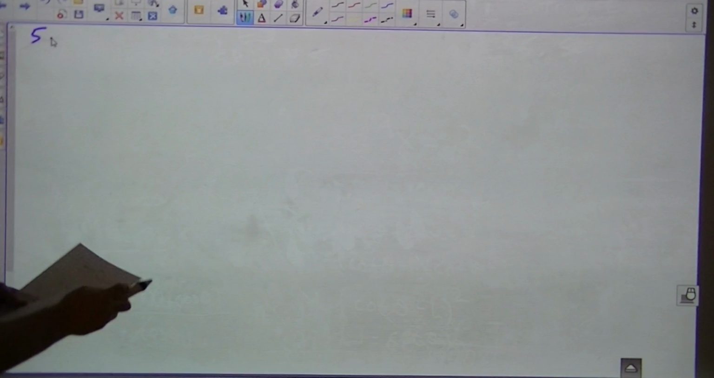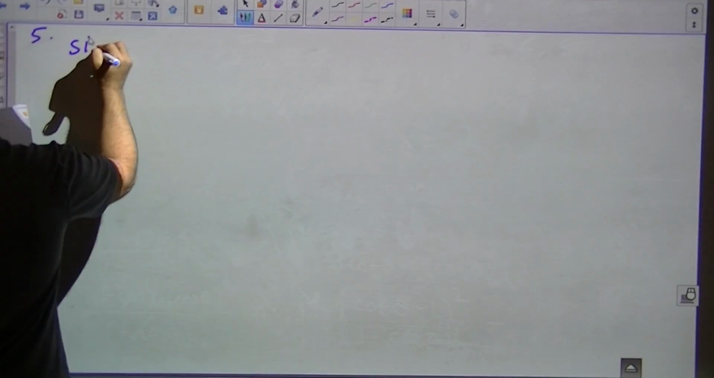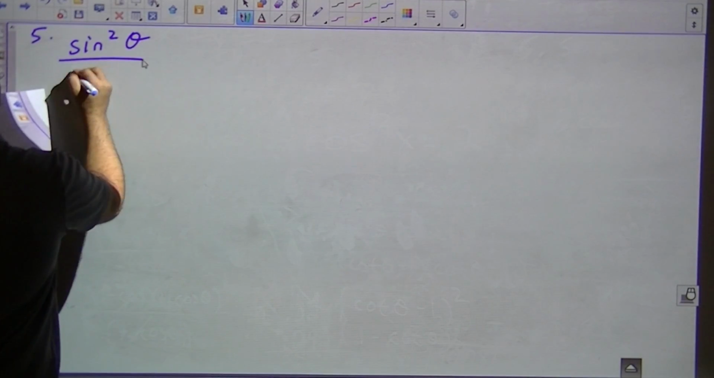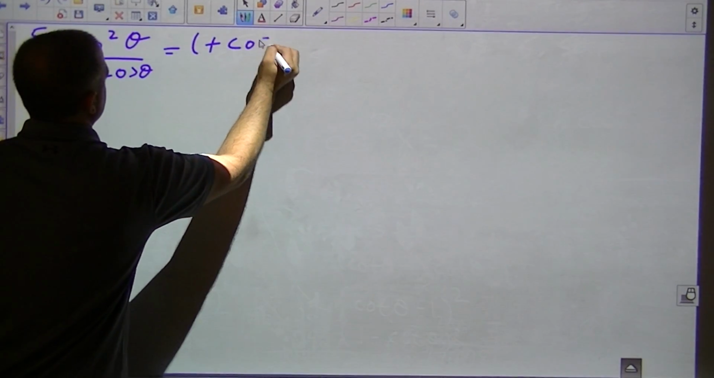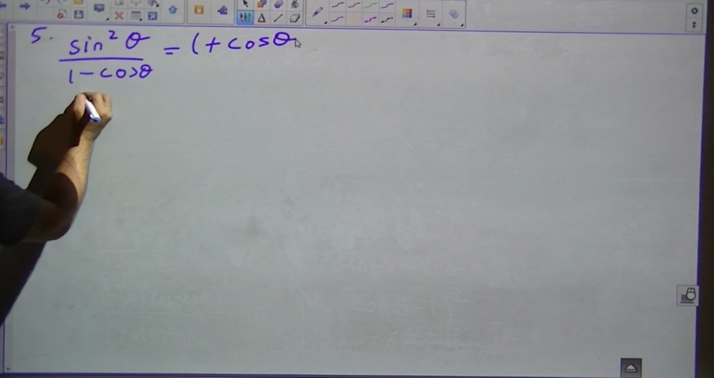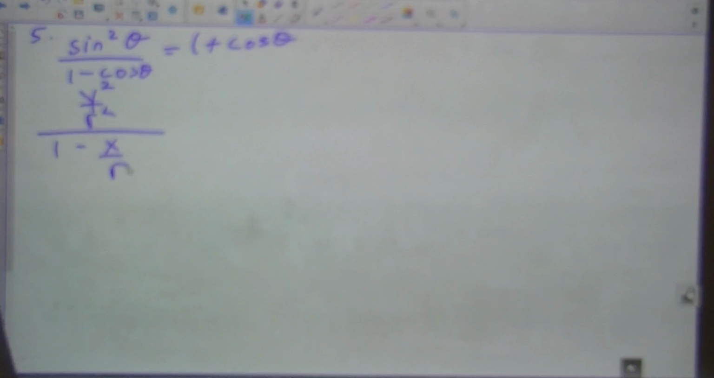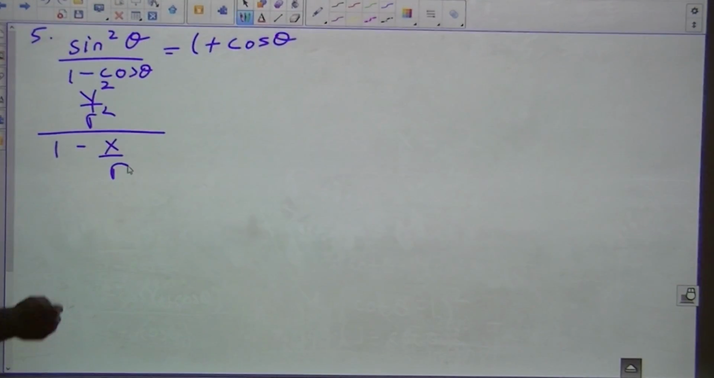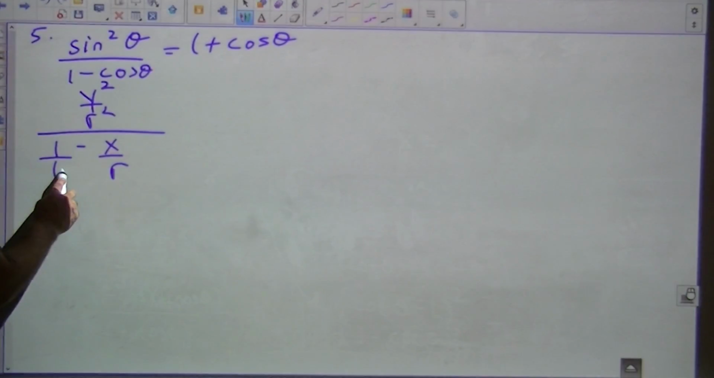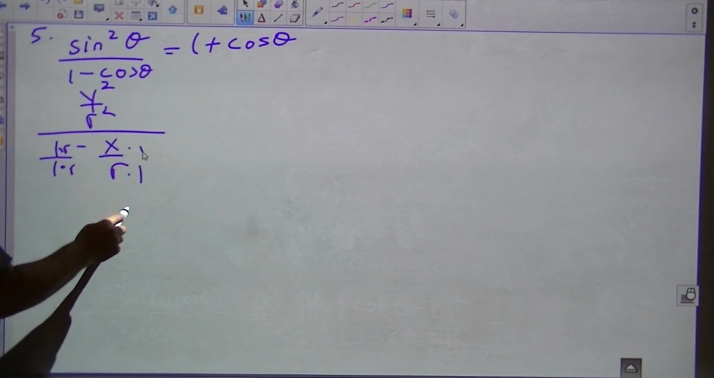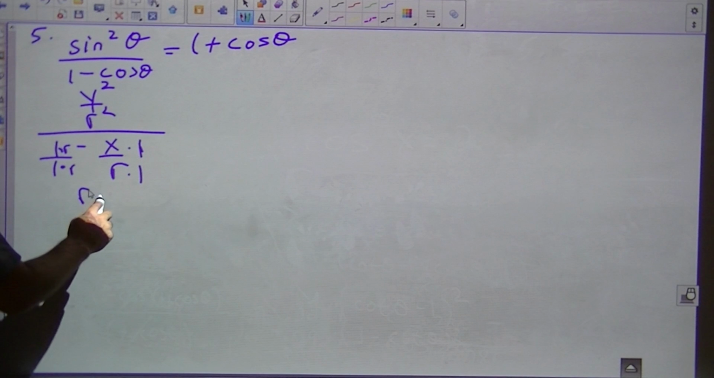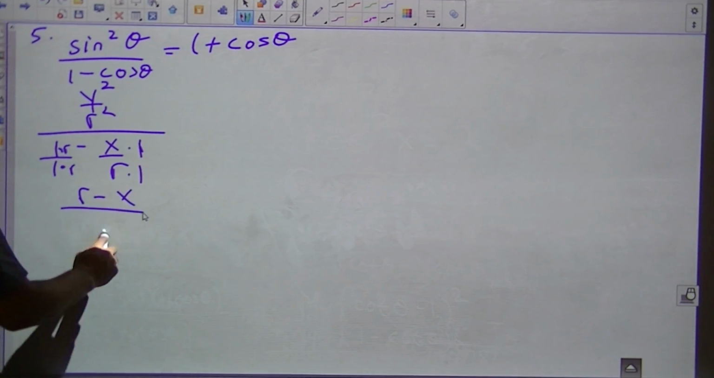All right. 5 is sine squared theta over 1 minus cosine theta equals 1 plus cosine theta. So what this is going to be is y squared over r squared divided by 1 minus x over r. All right? Now there's no square down here, so you got to be careful. This side is missing an r, so r and r. This side's missing a 1. So I got r minus x all over r.